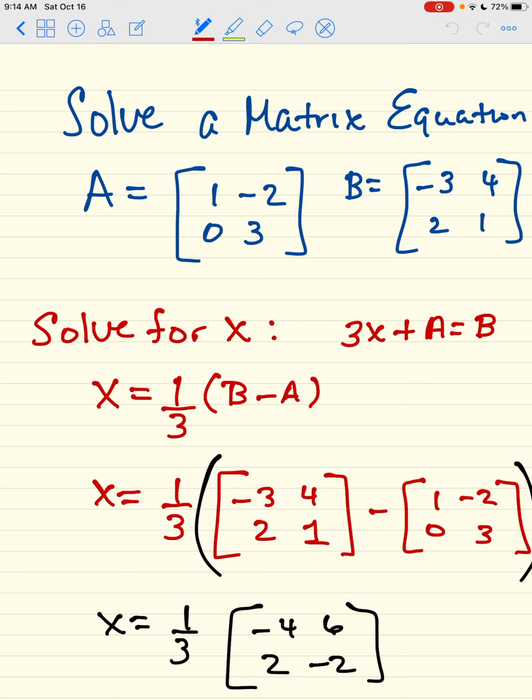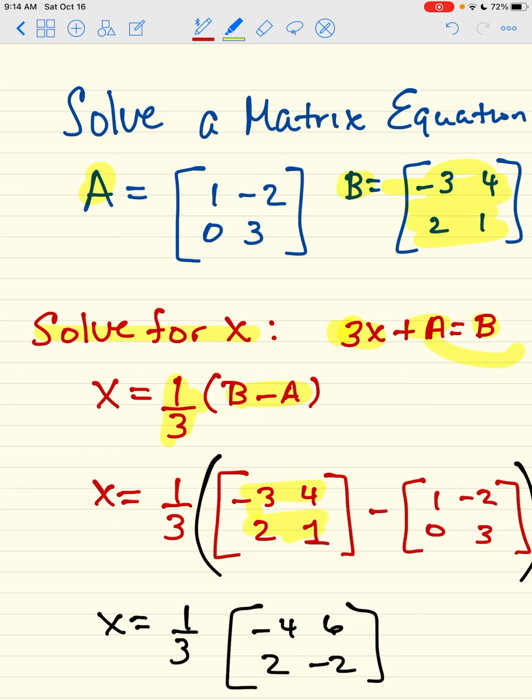So here's a good question. Solve a matrix equation. I'm going to give you A, B, and I want to solve for X. So 3X plus A equals B. First thing I'm going to do is subtract A to the other side, and then I'm going to multiply by the reciprocal of 3, which is 1/3. So we're going to do B, which is 3, 4, 2, 1. I'm sorry, negative 3, 4, 2, 1.